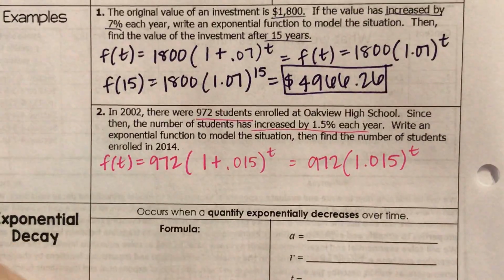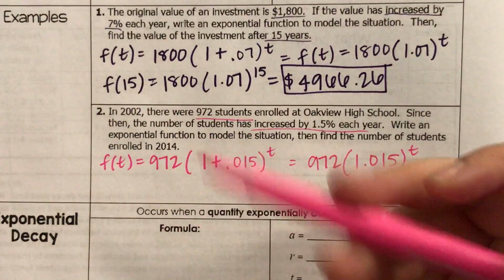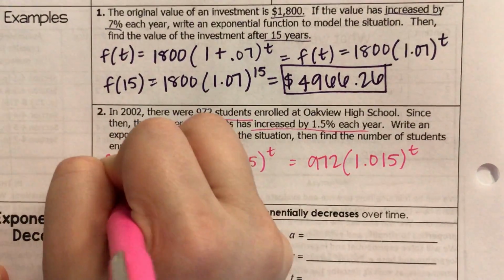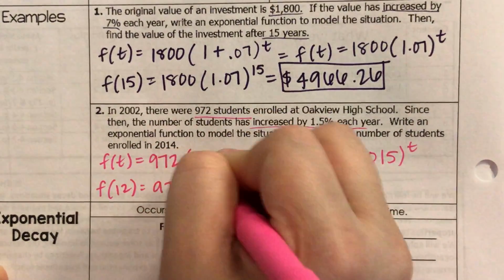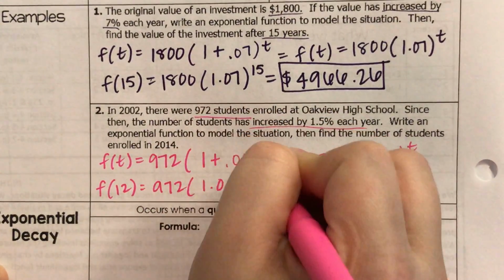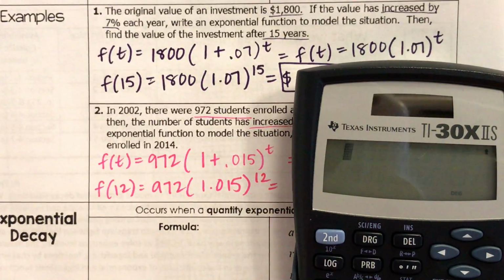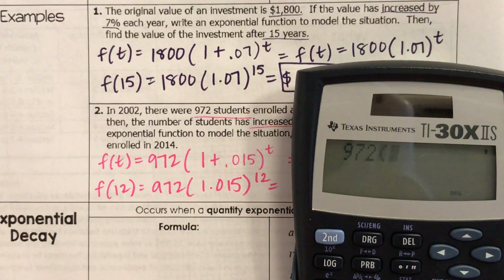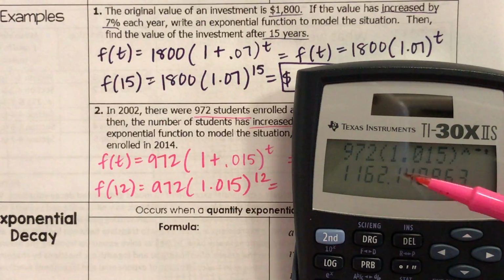They don't give us an exact year, so we have to figure it out. From 2002 to 2014, that's 12 years. So we're going to plug in 12: 972 times 1.015 to the 12th power. We'll take our handy-dandy calculator: 972, 1.015 raised to the 12th. We get a decimal, but we cannot have decimal students. We can only have whole students, so we're going to round to the nearest whole number, which is 1,162.